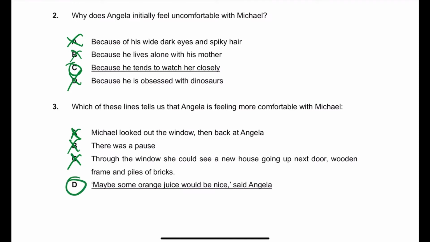So before, I went into detail about what it means to ask for a drink and accept it from a host. So now that she is finally accepting this drink, or at least suggesting, hey, I think I would like a drink, she's feeling a bit more at ease now. So basically that's why D is the answer.